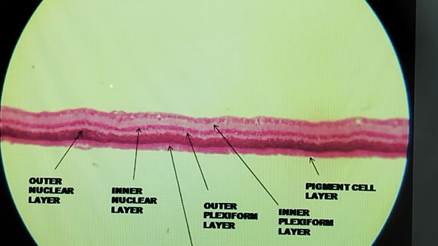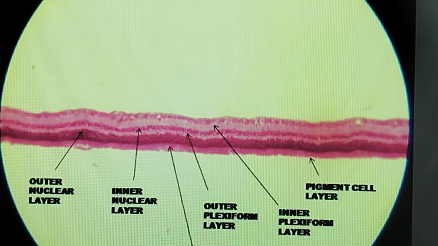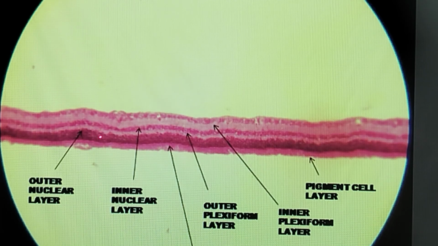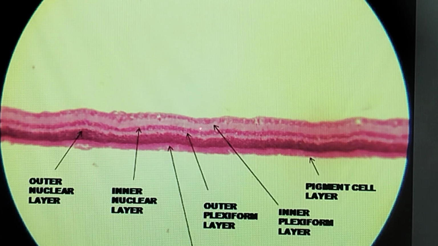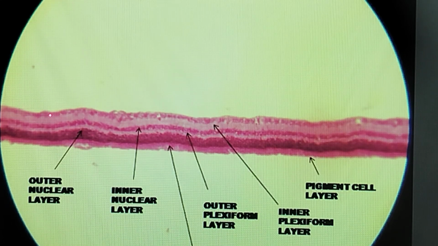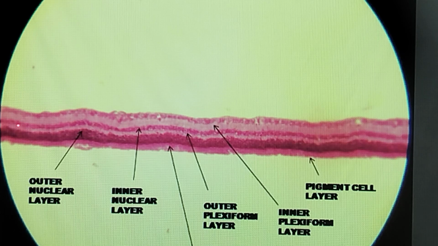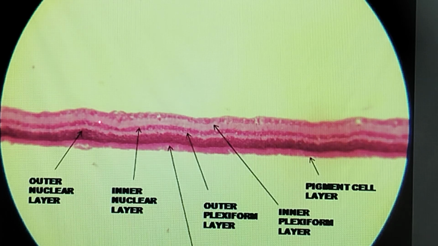In retina, how do you identify this slide? The striking features are the two nuclear layers, inner nuclear layer and the outer nuclear layer. Apart from that, you have an inner plexiform layer and an outer plexiform layer. So these four layers will help you to identify this as retina. Apart from that, you have other layers like the layers of rods and cones and then the pigment cell layer.